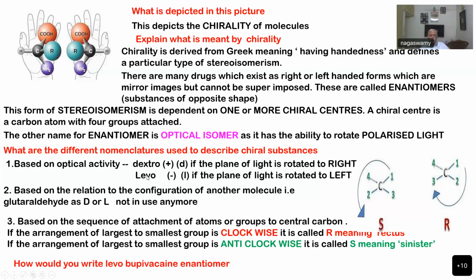The answer is here already. You have seen the earlier one. So it can be written as S minus, because it is an anti-clockwise rotation, and it is equal to the levo rotation. Both these things mean the same thing. S minus is the levo rotatory form.